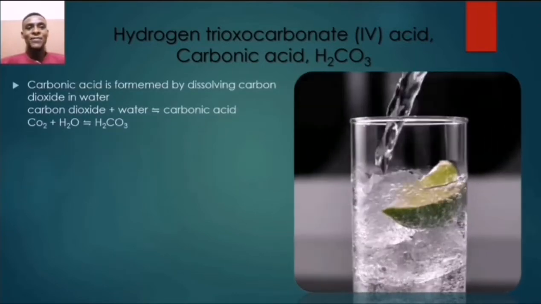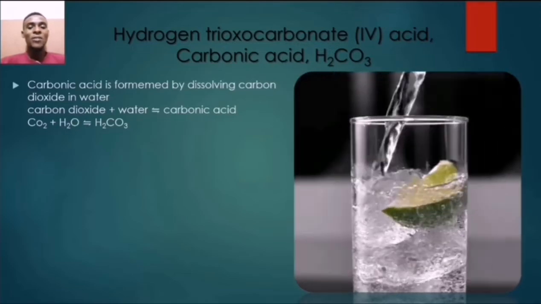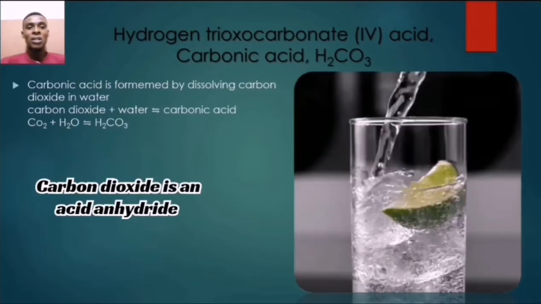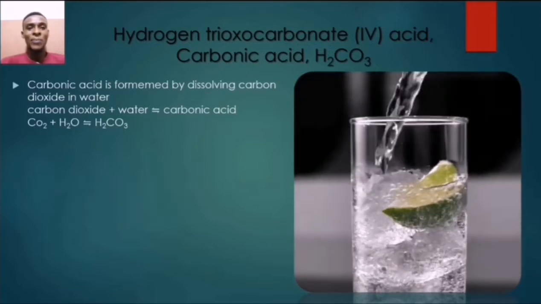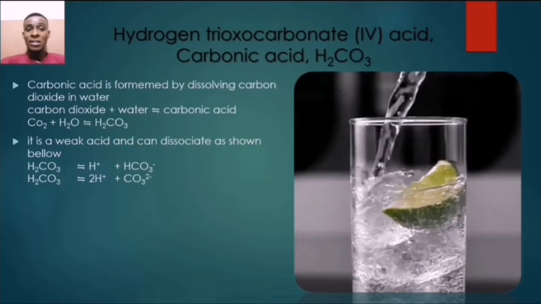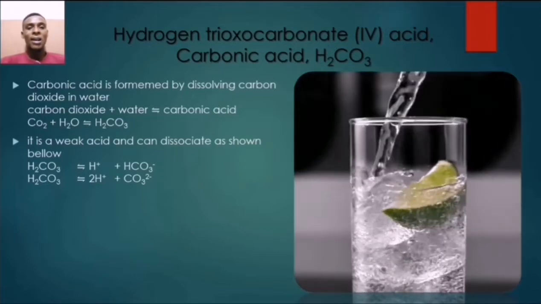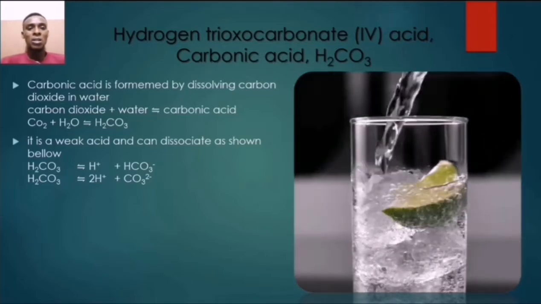So carbonic acid is formed by dissolving carbon dioxide in water. When you dissolve carbon dioxide in water, what you have is carbonic acid. CO2 reacting with water gives you carbonic acid, also known as hydrogen trioxocarbonate(IV) acid. It's a weak acid and can dissociate as shown below. We've seen this in our second term scheme of work, where we discussed strong and weak acids and the dissociation of acids. So this is just dissociation.